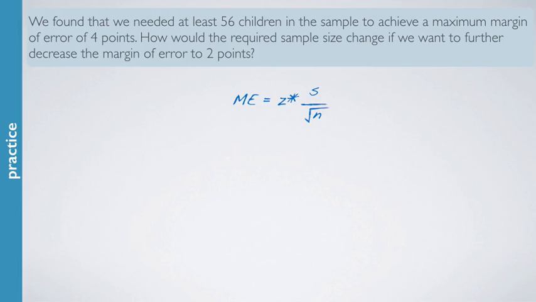Here's the formula again for the margin of error. We have the z star, our critical value, times s over square root of n. The previous desired margin of error was 4, and the new desired margin of error is 2 points. Therefore, to go from 4 to 2, we can multiply both sides by 1/2. This is equivalent to multiplying the sample size by 4, since the sample size is in the denominator and under the square root sign. Long story short, to cut the margin of error by half, we need to quadruple our sample size.